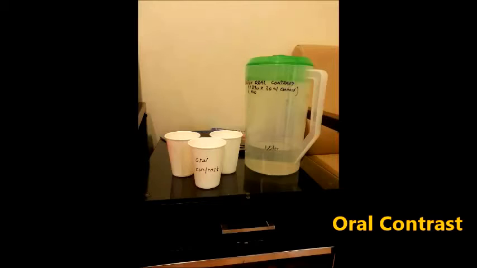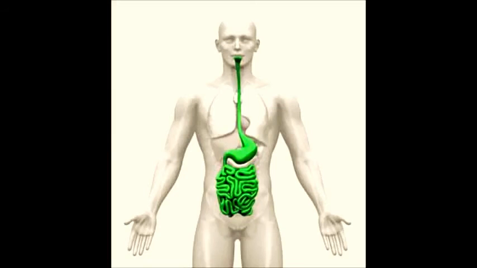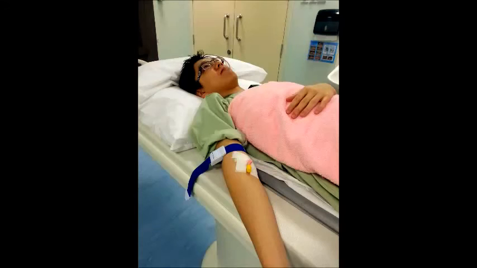Second is the oral contrast. You'll be asked to drink a few cups of the oral contrast. They taste like mint, and you will go all the way from your mouth to the esophagus, stomach, and lastly at the small bowels. Lastly is the intravenous contrast injection.